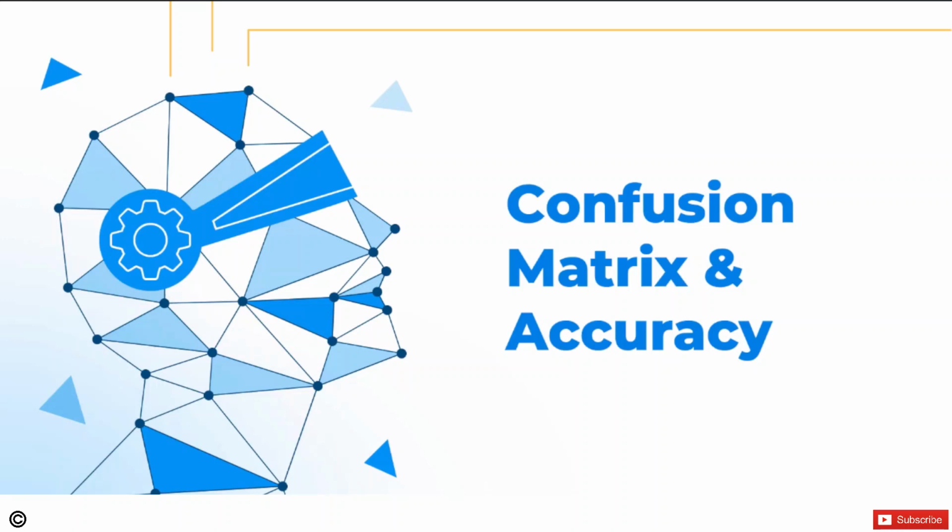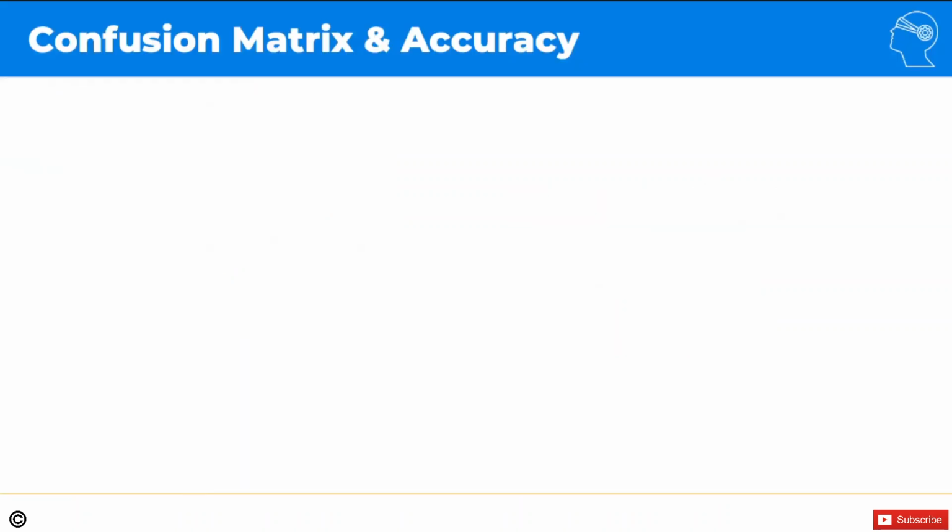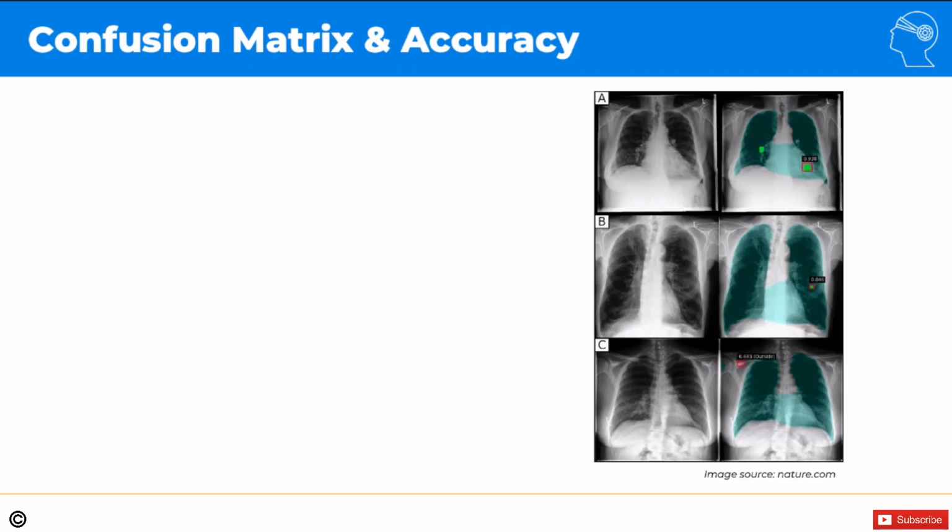Hello and welcome back. Today we're talking about the confusion matrix and different accuracy ratios. So let's imagine that we are building a model that will predict based on X-ray images of lungs whether there is cancer or not in the lungs.